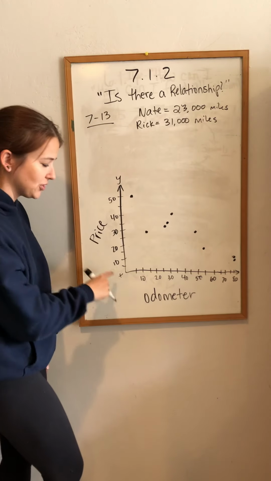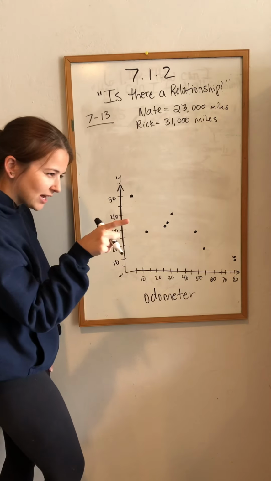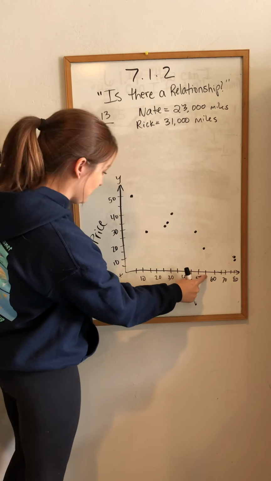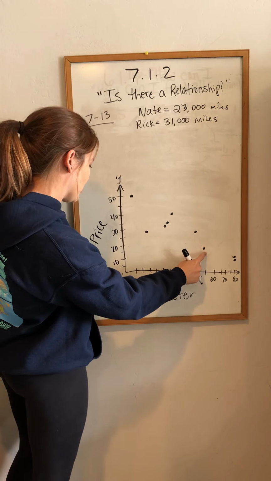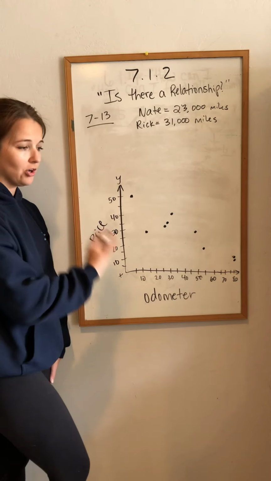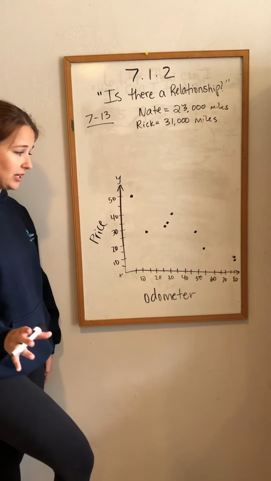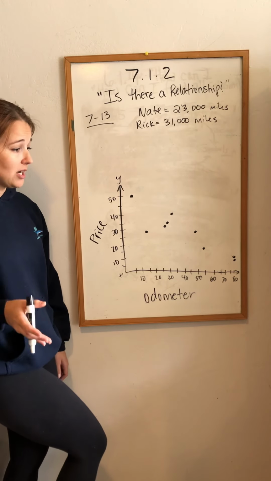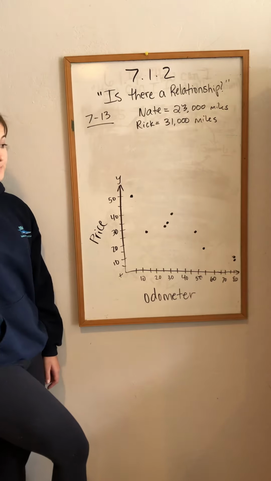So the first number is your x. So the next values are 55 and 16. So I went all the way to 55. And then I came up to about where 16 might be. And I put the dot. I did that all the way down the line. So if you want to kind of do that now, you can pause the video. But we're going to move on to answering the question now.